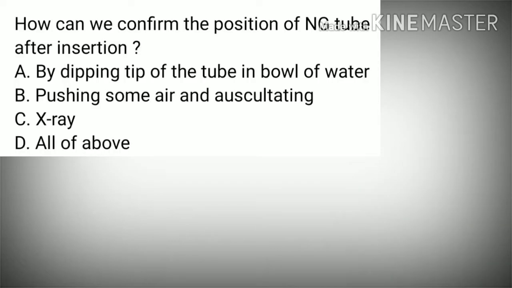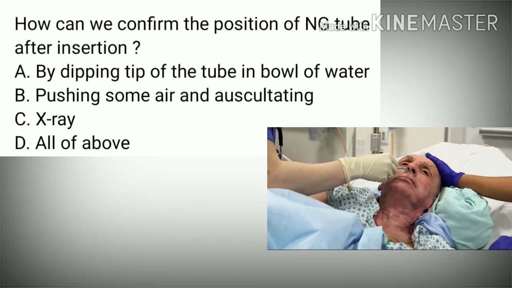How can we confirm the position of NG tube after insertion? A. By dipping tip of the tube in bowl of water. B. Pushing some air and auscultating. C. X-ray. D. All of above. And the correct answer is all of above. All of above methods are used to confirm the NG tube position.